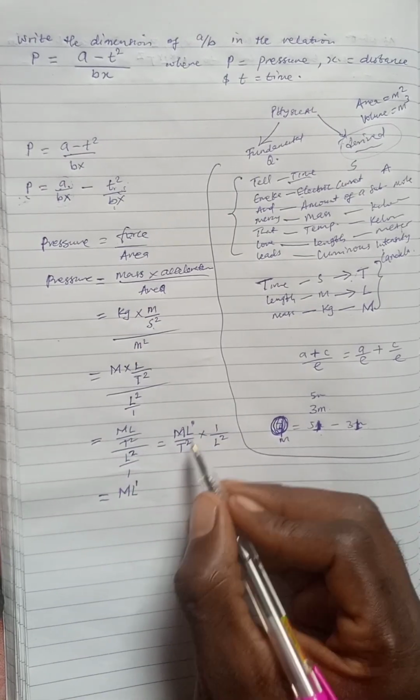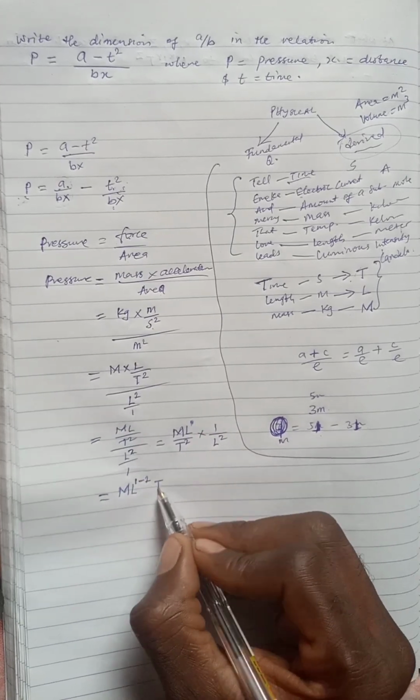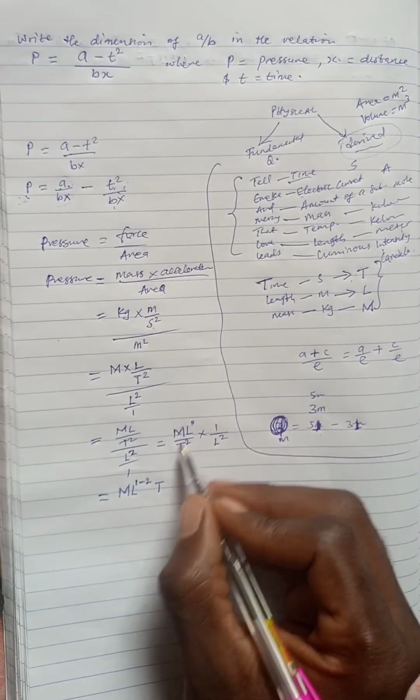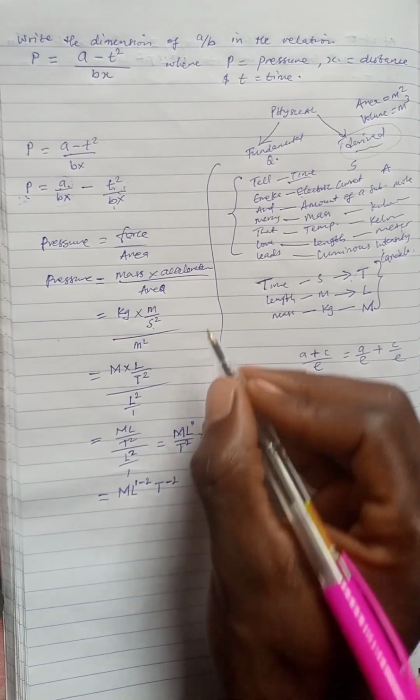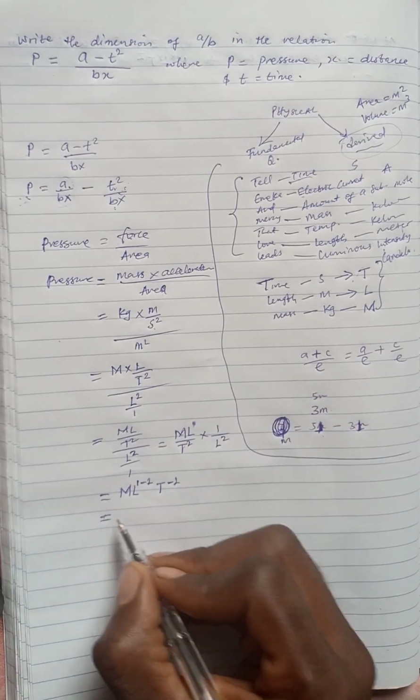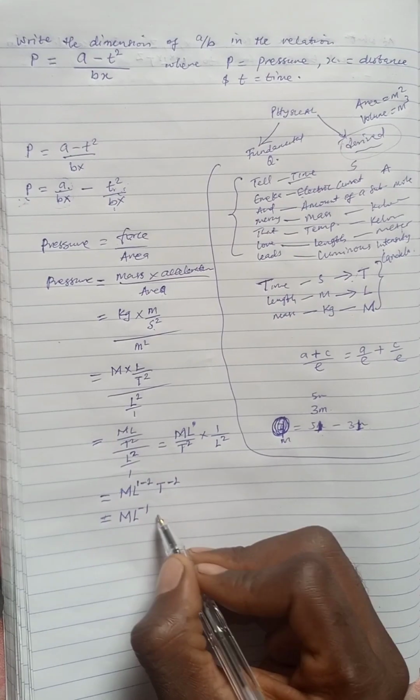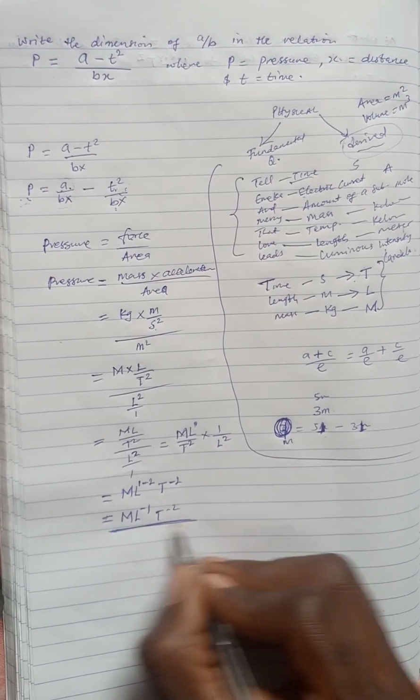When this L with the power goes up, it is minus 2. Then I have T. So this T is going up, there is no T up. So this is T raised to power what? Minus 2, because it's going up, so it carries a negative. So this is equal to ML to negative 1, T to negative 2. So this is the dimension for pressure.